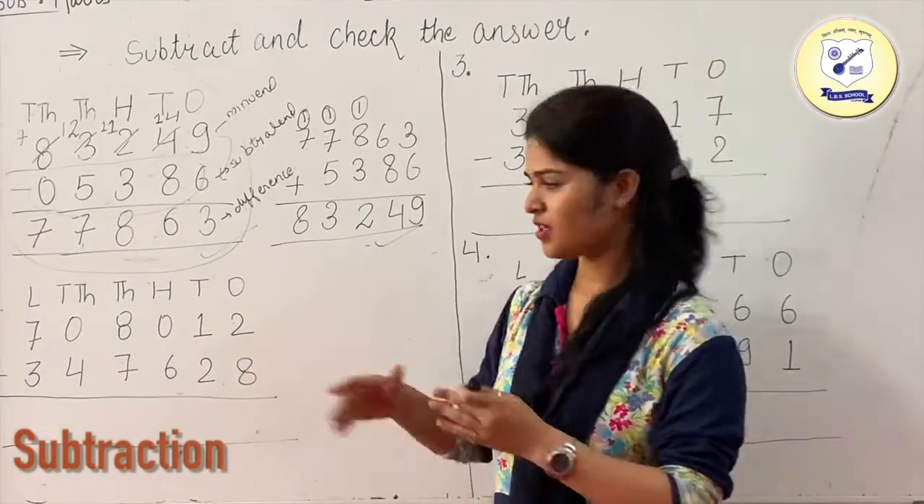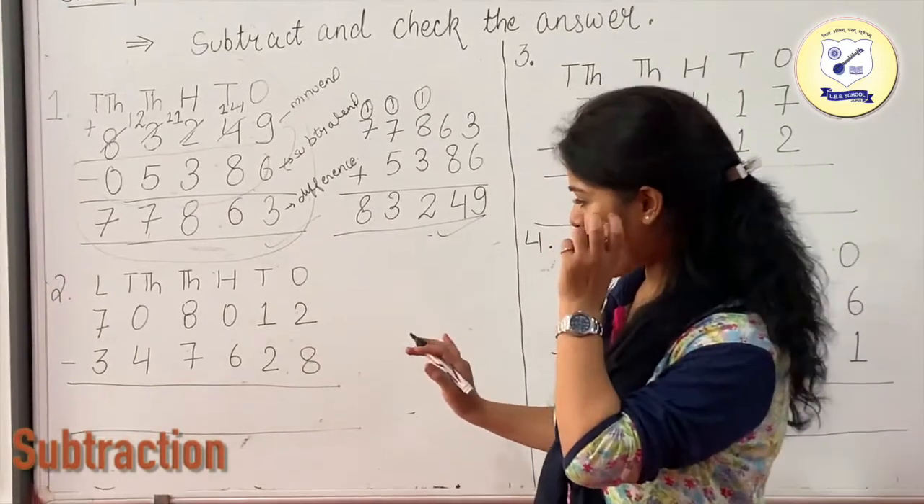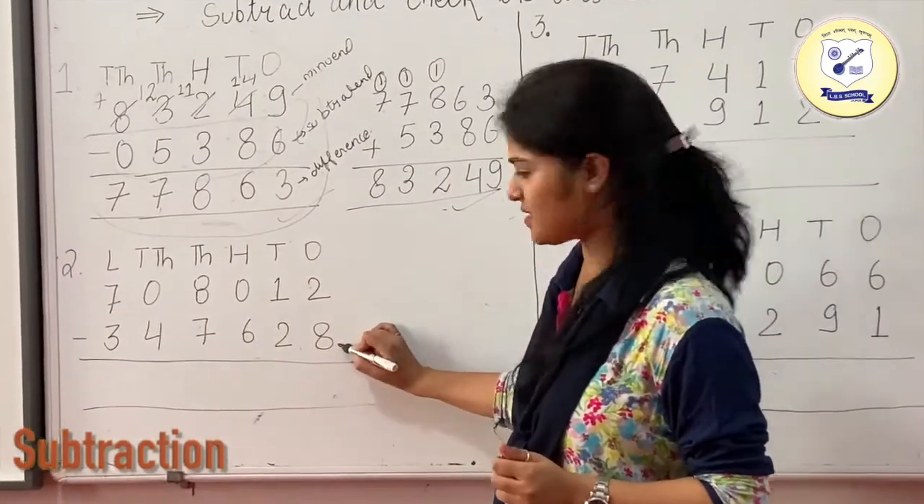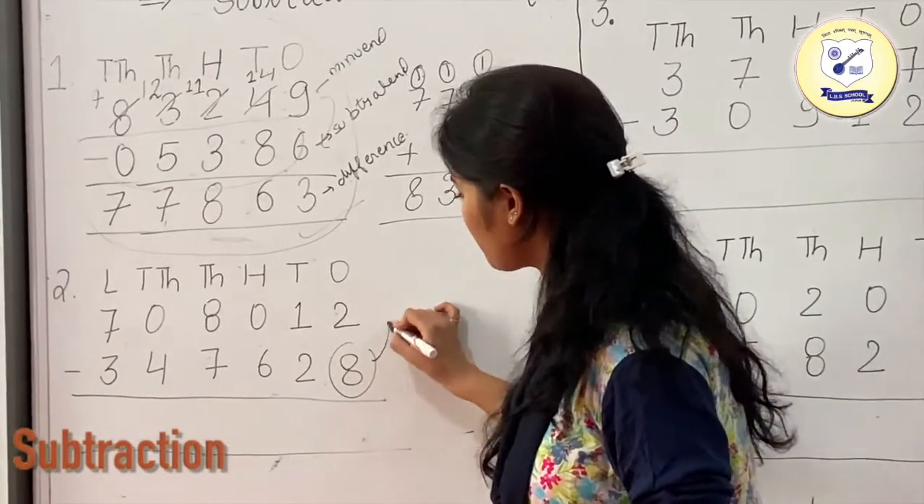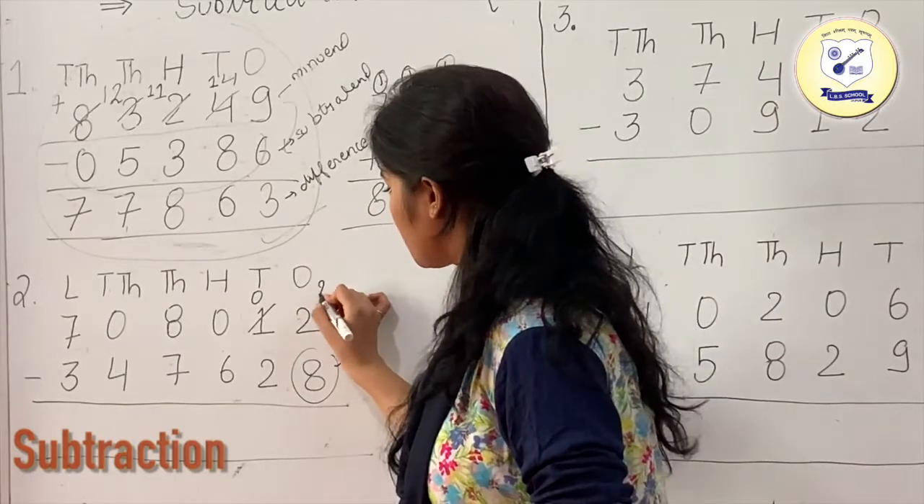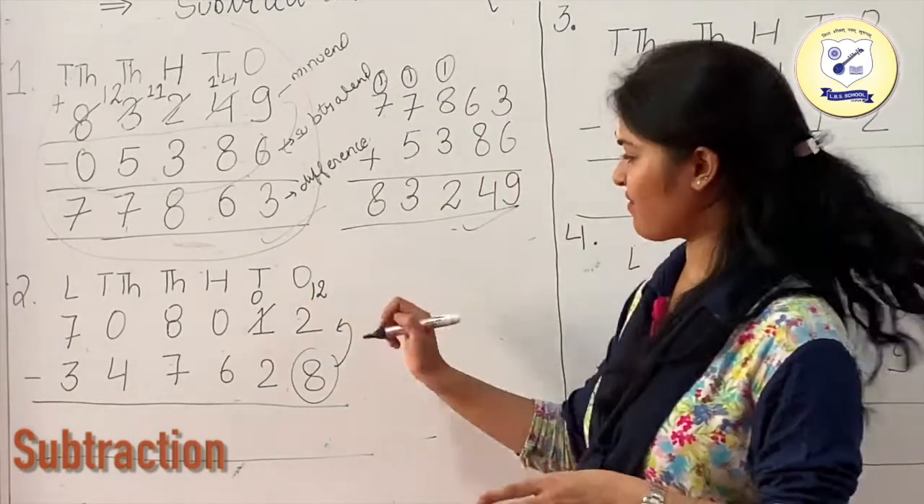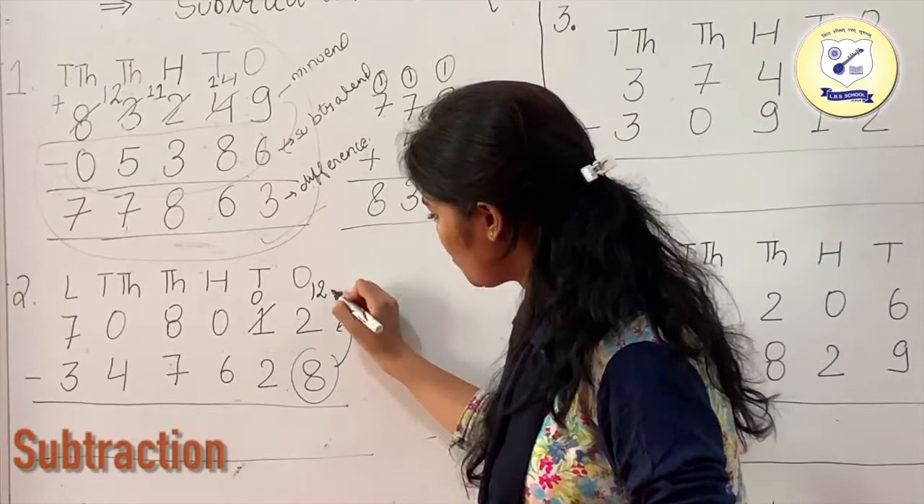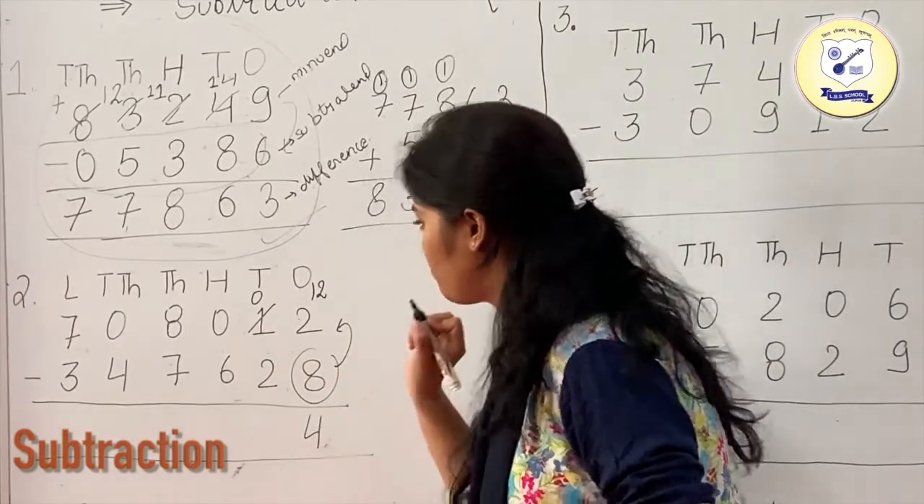So this is our question. We need to subtract it. For that we are having 2 minus 8. Again we know that we cannot subtract it from 2, so we will borrow 1 from here, so it will become 0 and this will become 10, as we have kept 0 on the tens place. So 12 minus 8 would be 4.